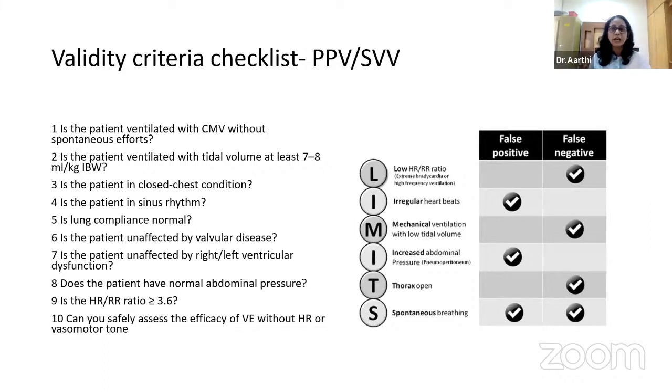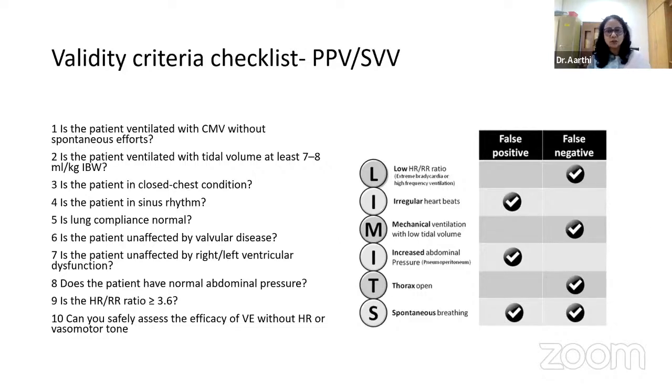These patients should be unaffected by valvular heart diseases, which should be excluded. We assume that the right and left ventricular functions are synchronized and coordinated, and that the abdominal pressure is normal as well. So these are all the validity criteria checklist where the pulse pressure variation or the stroke volume variation reliably predicts the cardiac output.